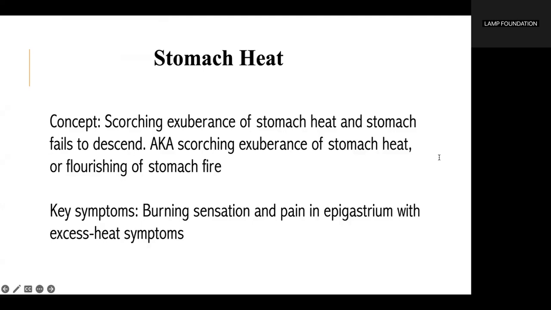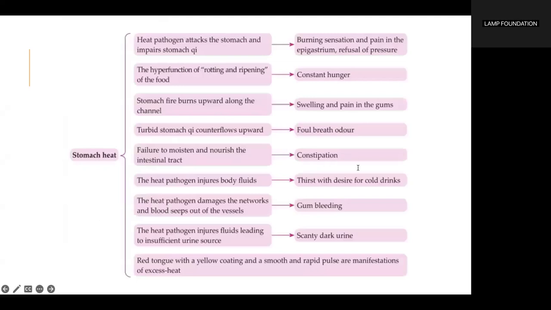A burning sensation in the epigastrium, thirst with a desire to drink cold liquids, and a red tongue with a thick yellow coating are enough to diagnose stomach heat. Clinical manifestations: a burning sensation and pain in the epigastrium, dislike of pressure, thirst with preference for cold drinks, constant hunger, vomiting after eating, halitosis, foul breath odor, inflammation, painful and bleeding gums, gingival hemorrhage, constipation, scanty dark urine, red tongue with yellow coating, and smooth and rapid pulse.